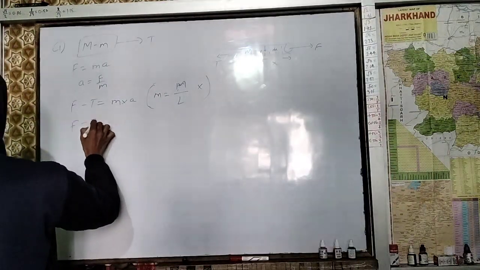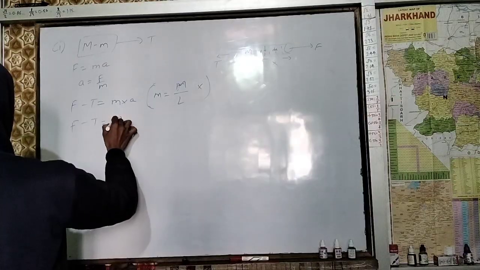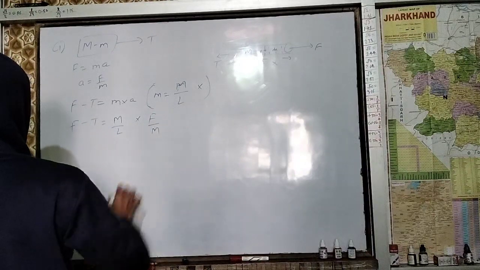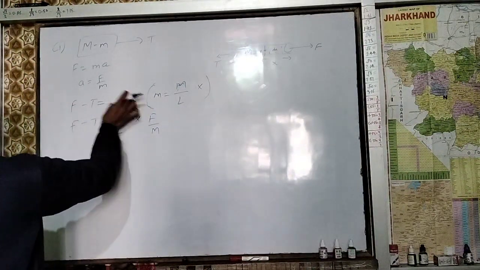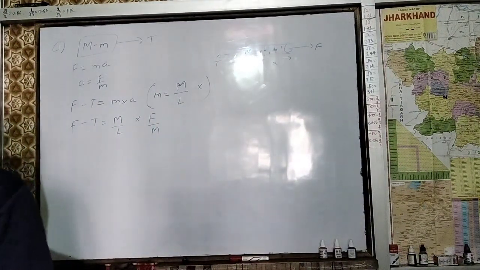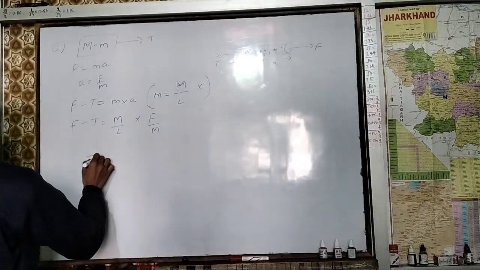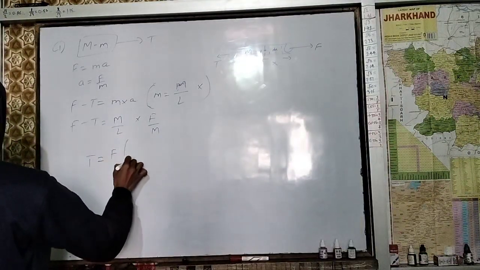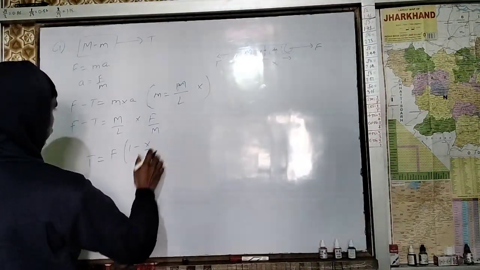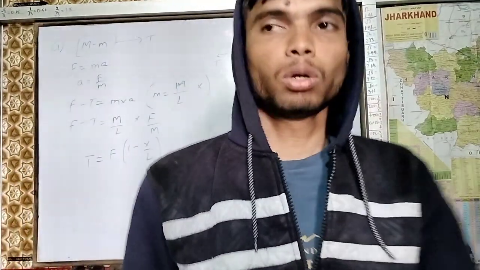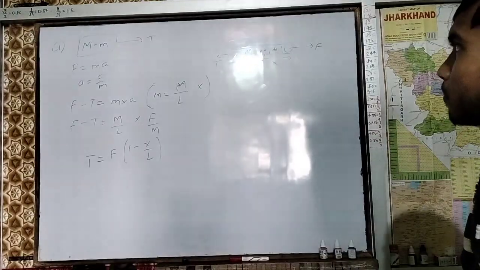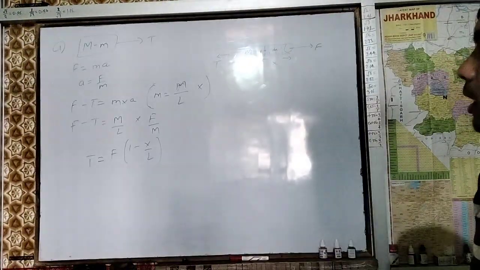F minus T will be equal to M upon L into x into F upon M, the value of a and the value of m. From this you will get the tension: T is equal to F into 1 minus x upon L. That is how you will get your tension.